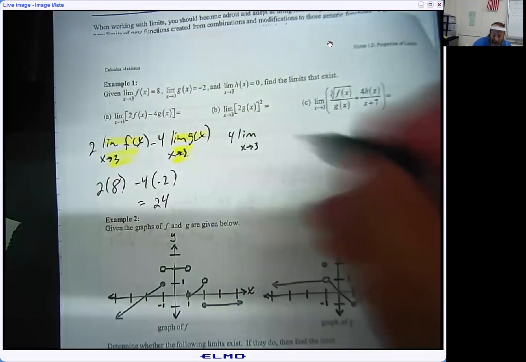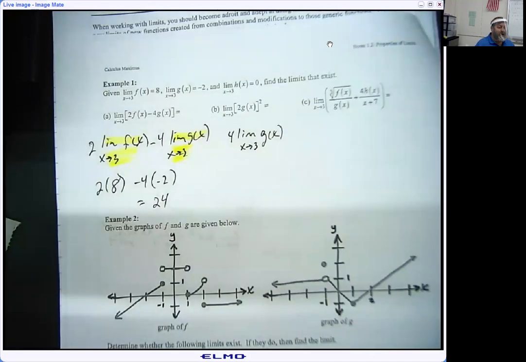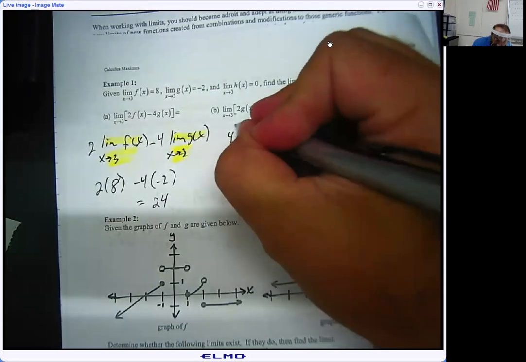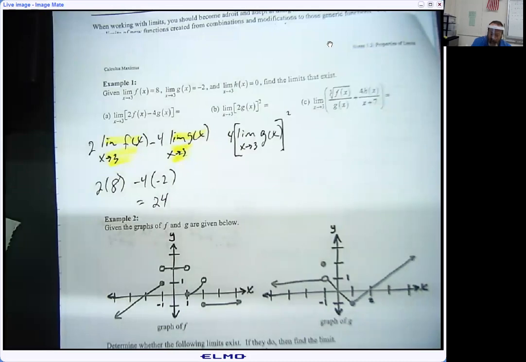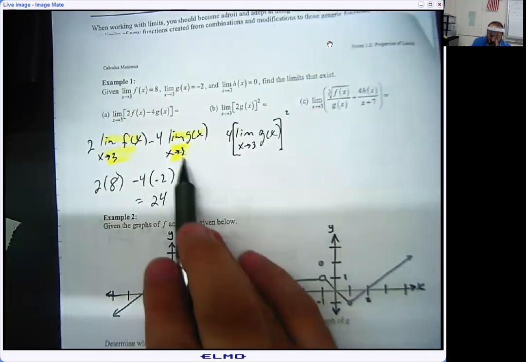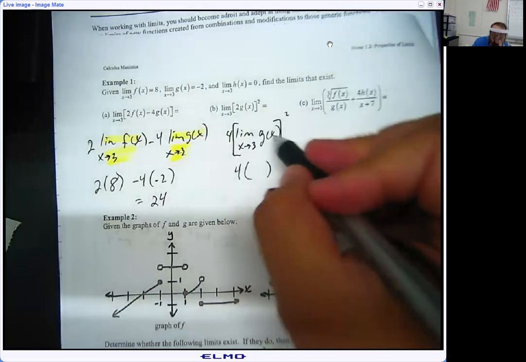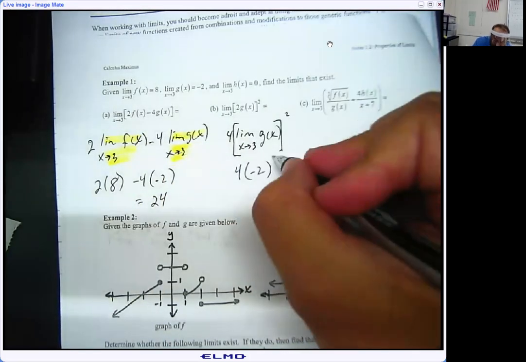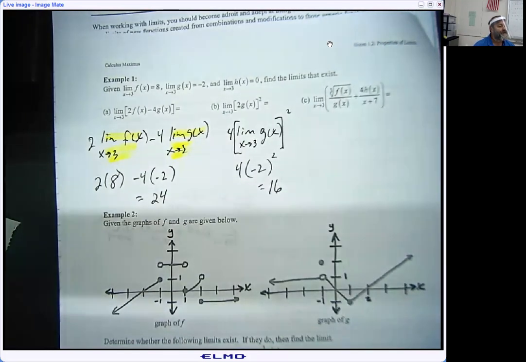Now it says we're going to take the limit of g of x, right? But the property says I'm squaring g of x. So rather than squaring it and then taking the limit, what can I do? I can take the limit and then square it. And I already established right over here that this limit was equal to negative 2, didn't I? The limit as x goes to 3 was negative 2. And so I think we just got 16.